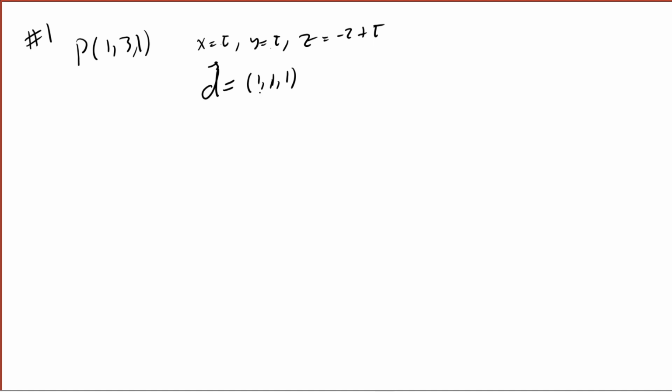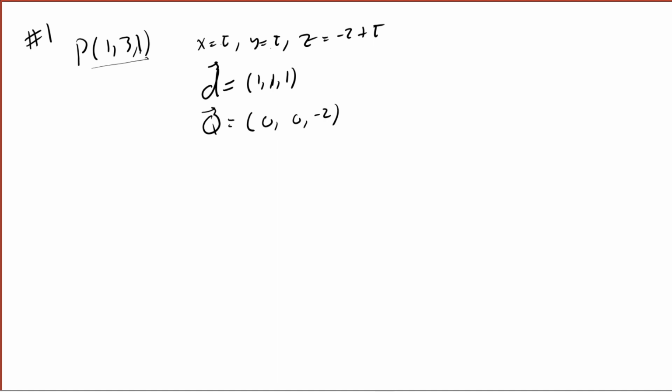Okay. I also know a point on this line. I'll call it Q. It's going to be (0, 0, minus 2). Right, I just took t equals 0 and plugged it in, and what's left is this. Okay, so I need to find the equation for a plane. So I need a point on the plane. I have that. And I need the normal.